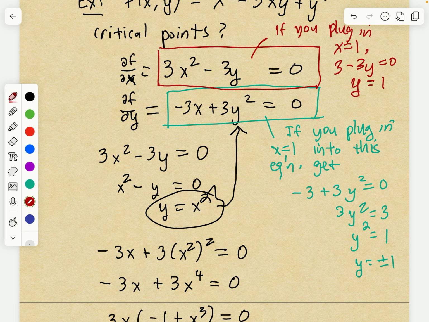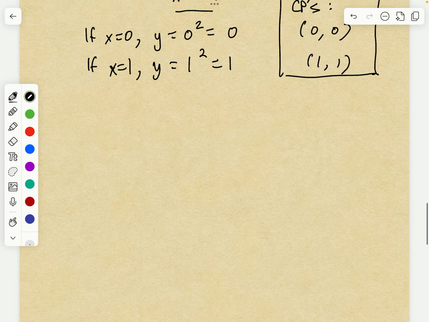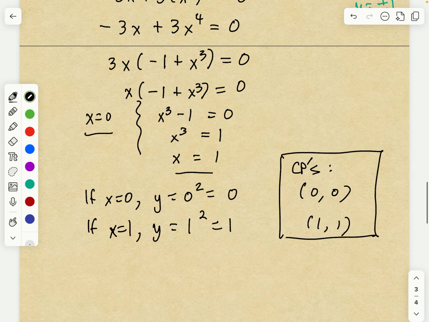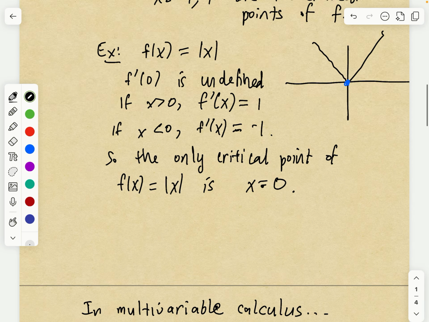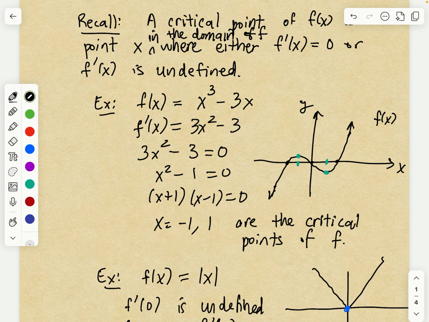Okay, so that's an example of finding critical points. And in the next video, we're going to talk about the analog of the second derivative test. In Calc 1, the second derivative test can be used to say whether your critical point is a local maximum or local minimum. But when you have a function of several variables, then things are a bit more complicated.